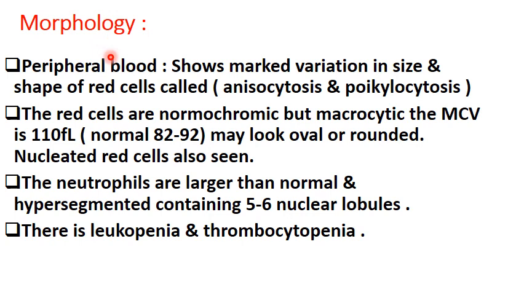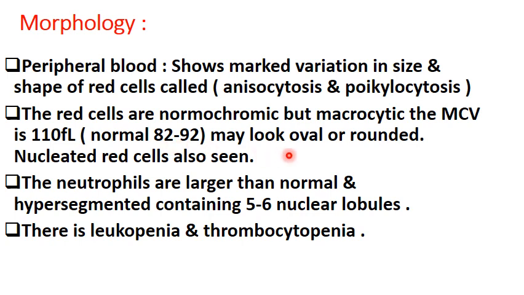Morphology. In the peripheral blood film, we see there is marked variation in the size and shape, anisopoikilocytosis. When there is marked variation in the shape, we say it is poikilocytosis, while marked variation in the size is anisocytosis. Red blood cells are normochromic but macrocytic. The mean corpuscular volume is 110, normally between 82 and 92.